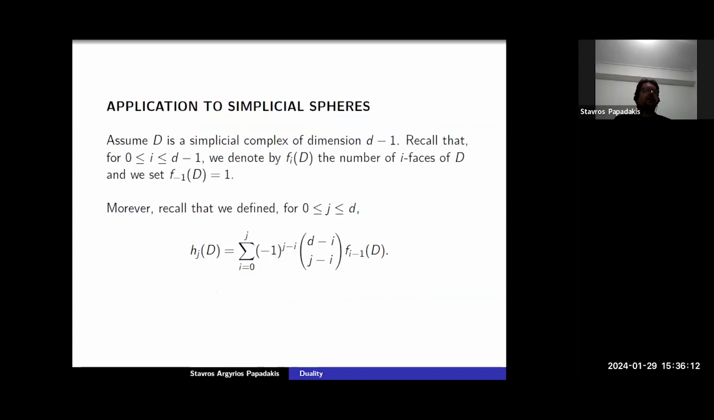So now we go to applications to simplicial spheres. We recall the standard notation that f_i of Δ denotes the number of i-faces of Δ, and we set f_{-1} of Δ to be 1. Moreover, we have the h-vector of Δ, and we recall that it is given by this combinatorial formula. We emphasize that the information of the f-vector and of the h-vector is the same, but it is packaged in a different way. And for algebraic purposes, in combinatorial algebra, the h-vector is more useful. And we will see why.